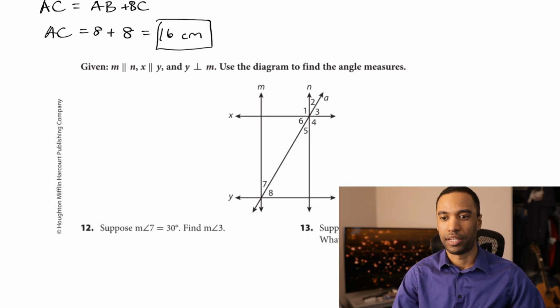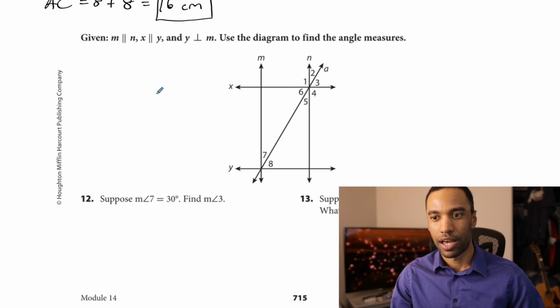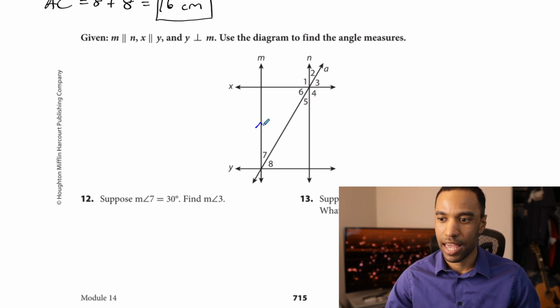All right, moving on forward here. Confusing drawing, a lot of stuff here. Given M is parallel to N, so these two lines right here are parallel. X is parallel to Y.